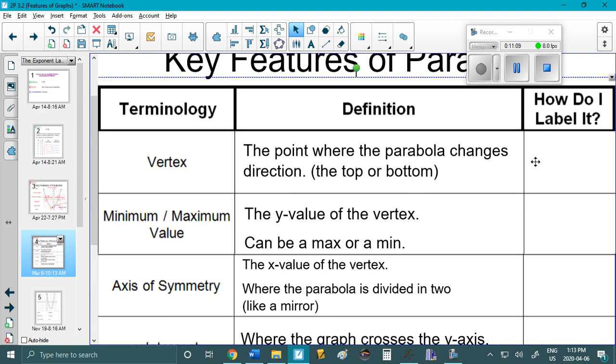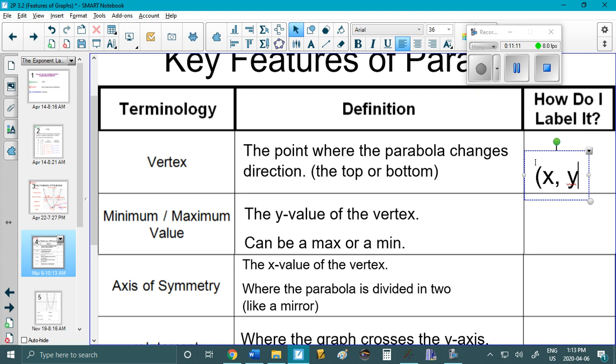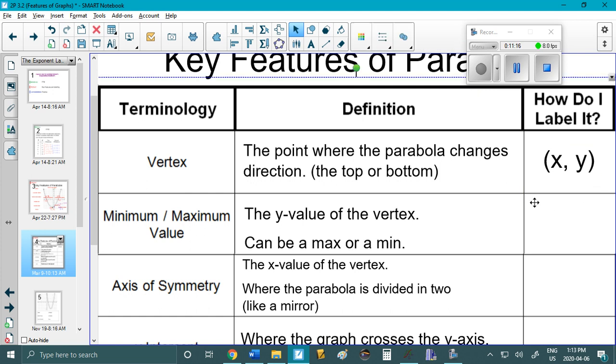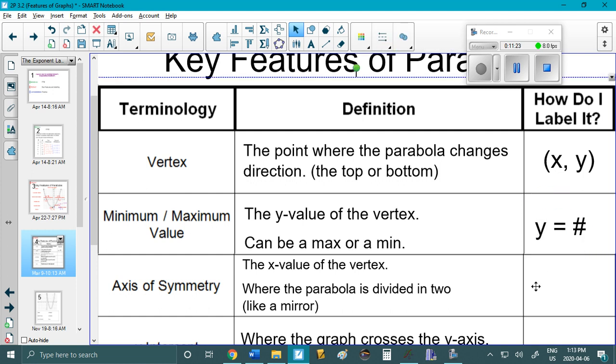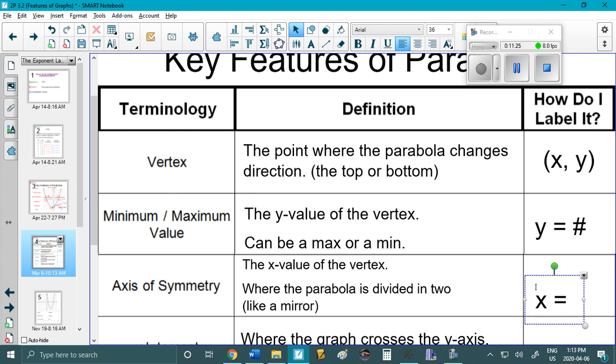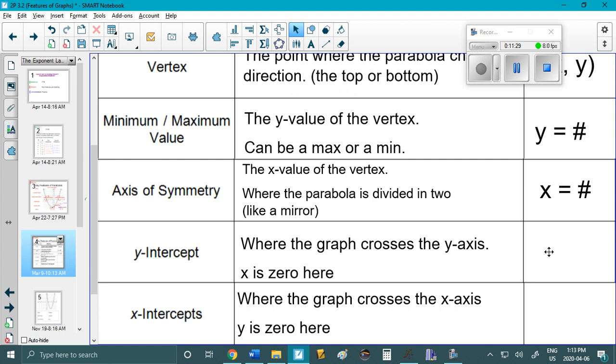The vertex gets labeled in brackets with an x and a y value. You put in the actual numbers, of course. The y value of the vertex, or the max min, is going to be y equals the number, okay, not a hashtag. The axis of symmetry is going to be x equals a number. The y-intercept is going to be y equals a number, or we would write 0, comma, the number.